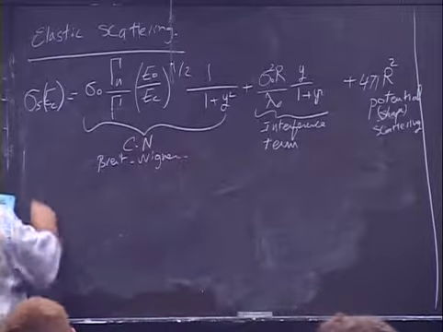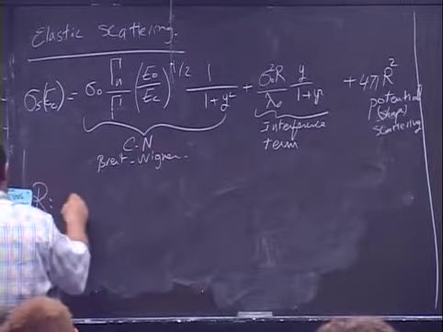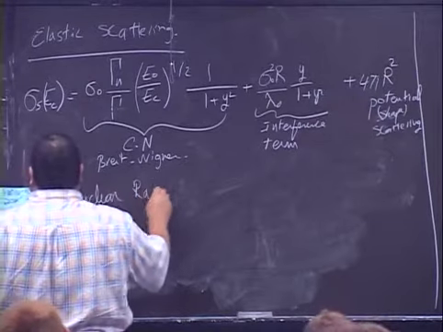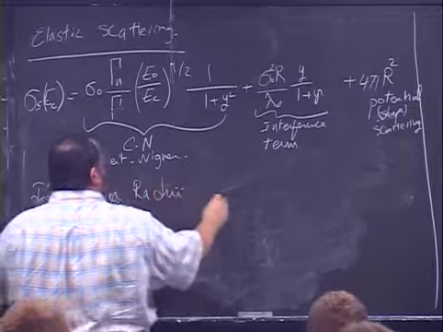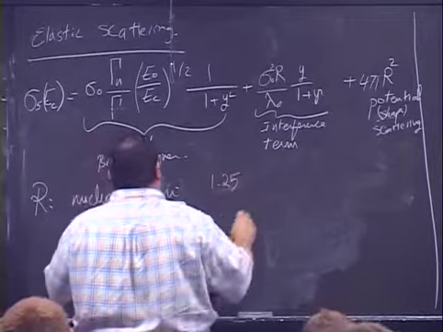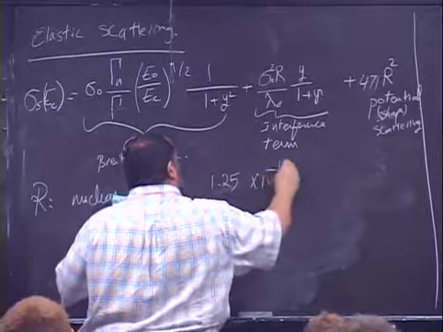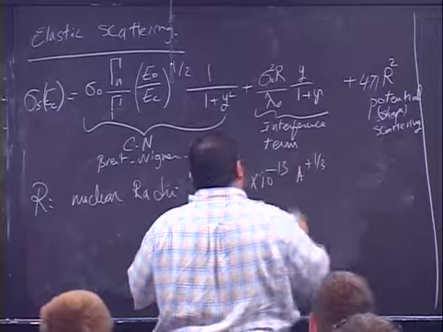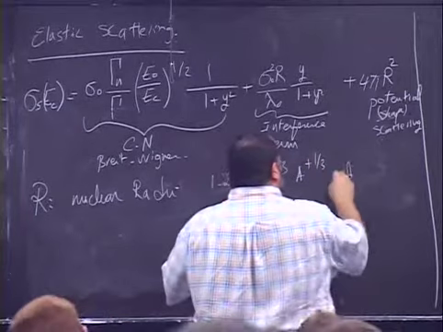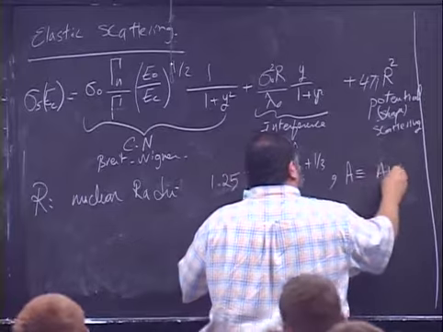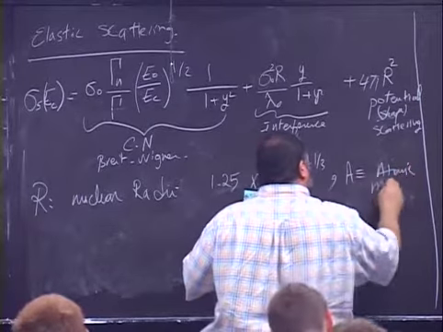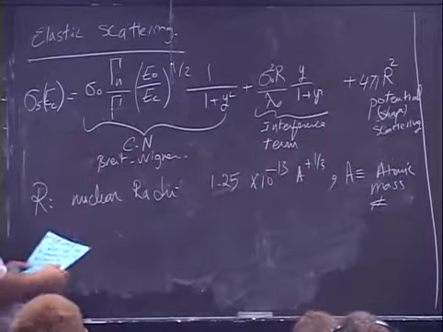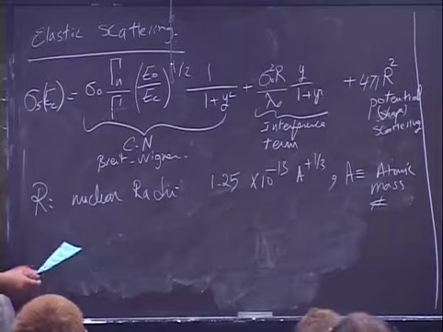This interference term is coming from a quantum mechanical effect, so I will not go through it. So this is the nuclear radius. And I just told you at the very beginning, in the first lecture, that it is given by 1.25 times 10 to the power of minus 13 times A to the power of 1/3, where A is the atomic mass number. And 4 pi r square is just the potential scattering term.